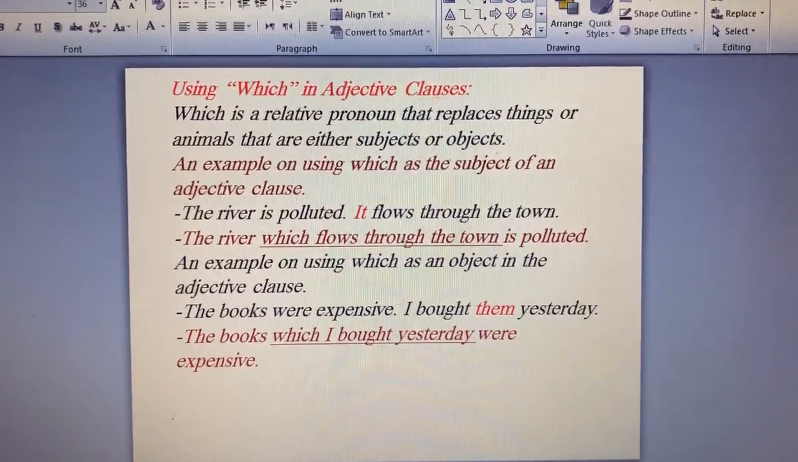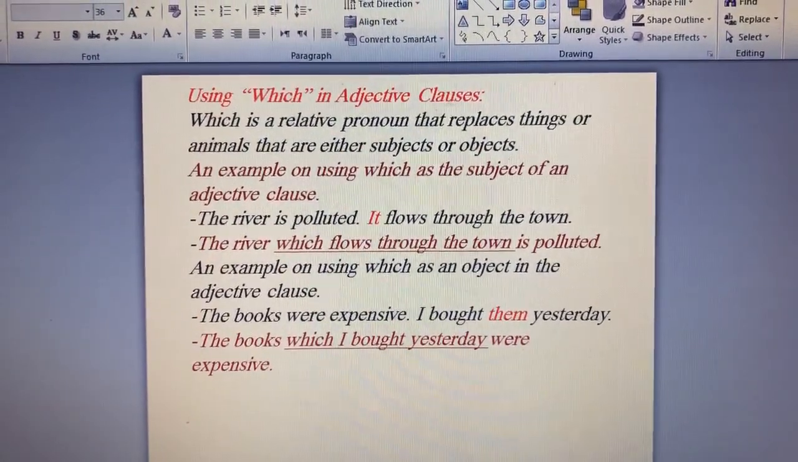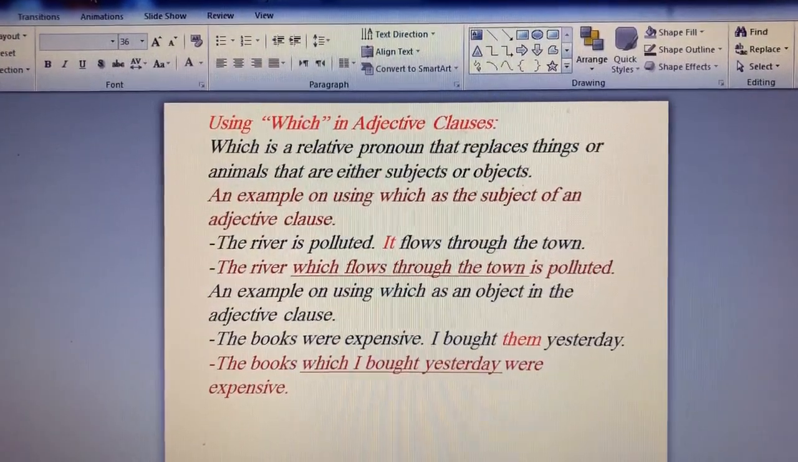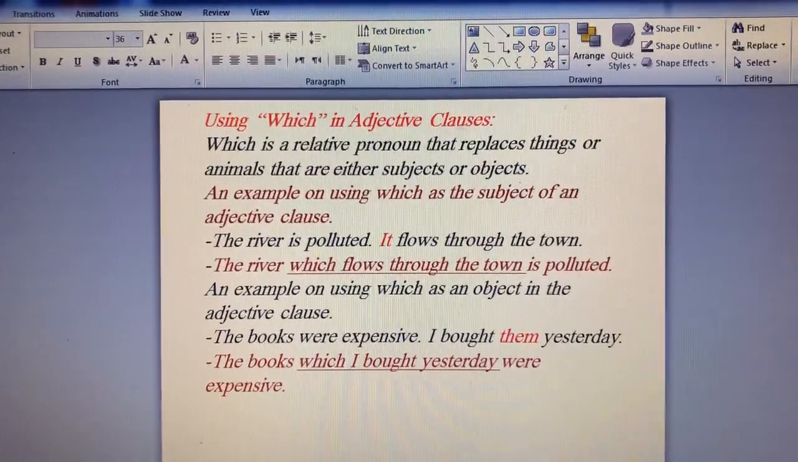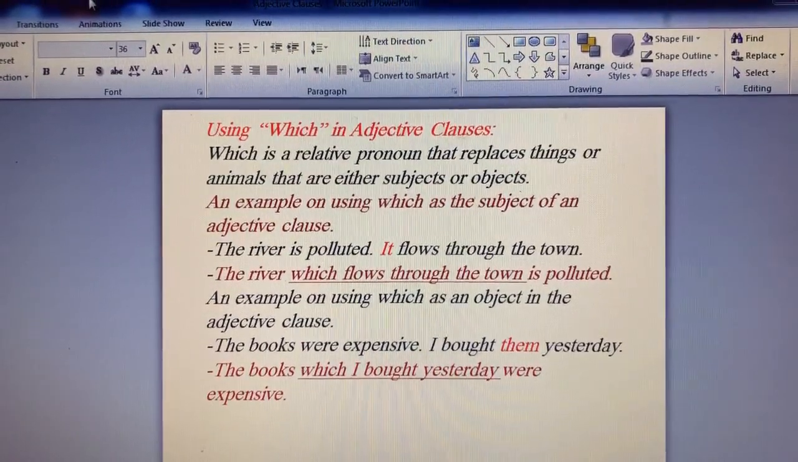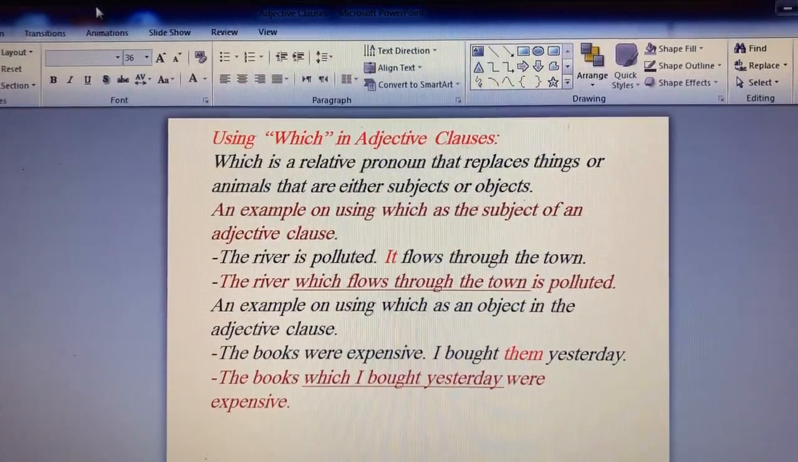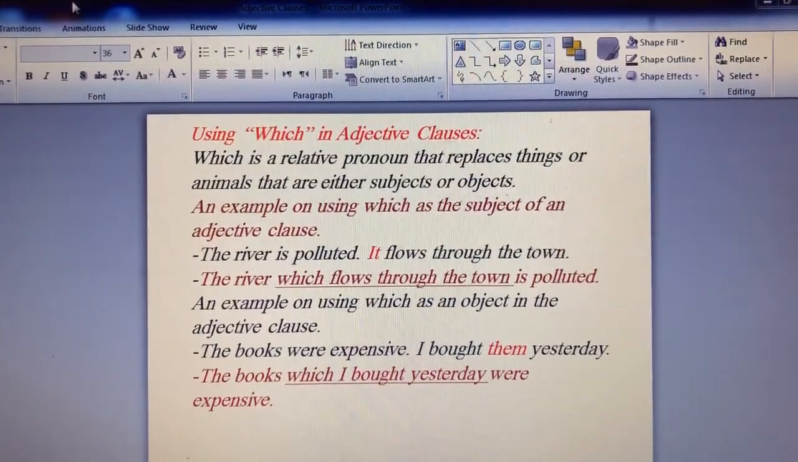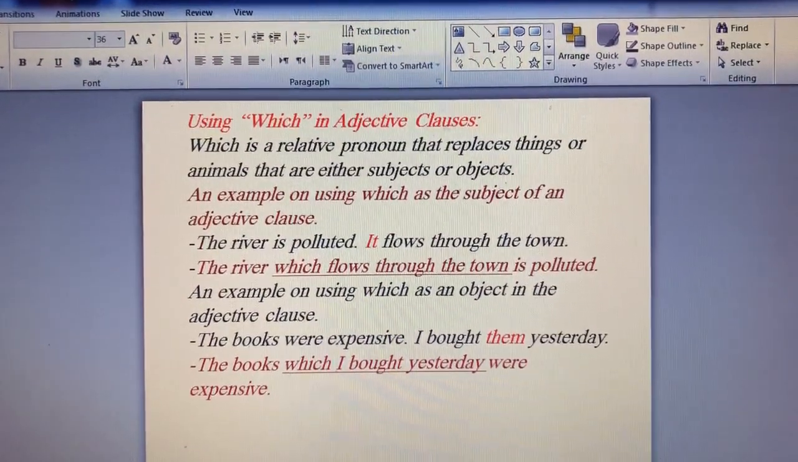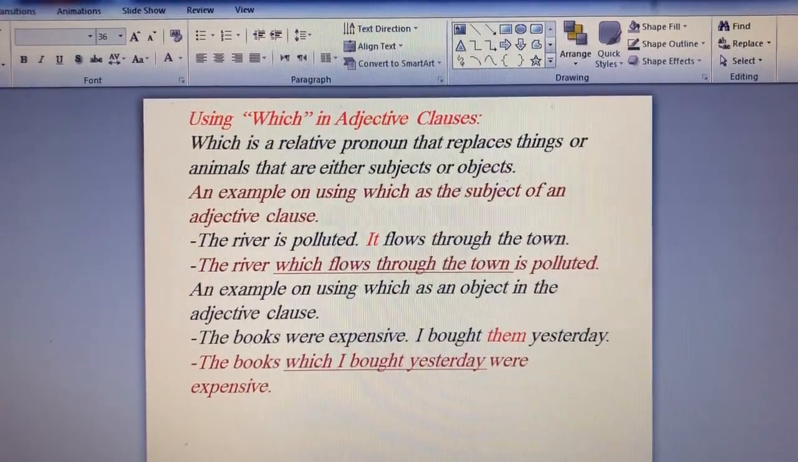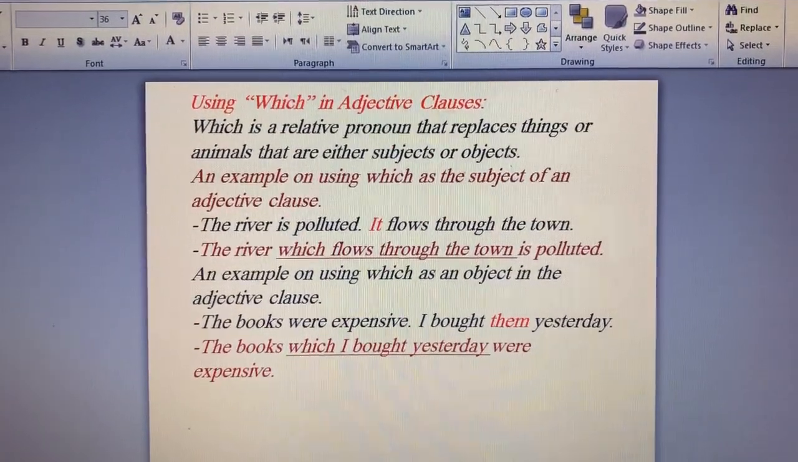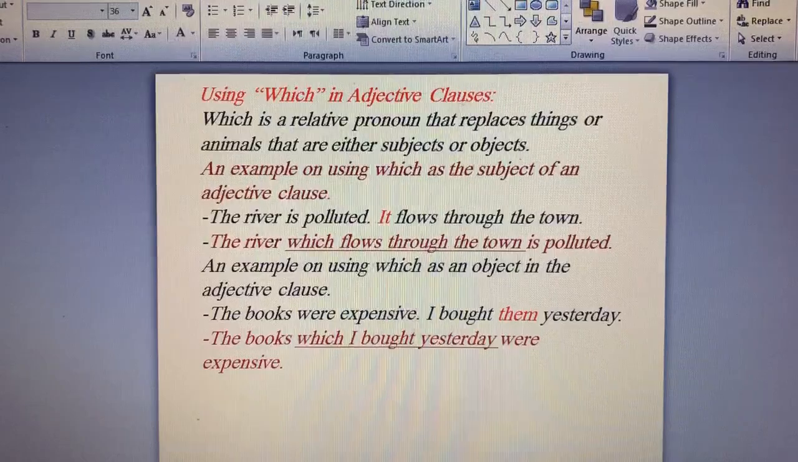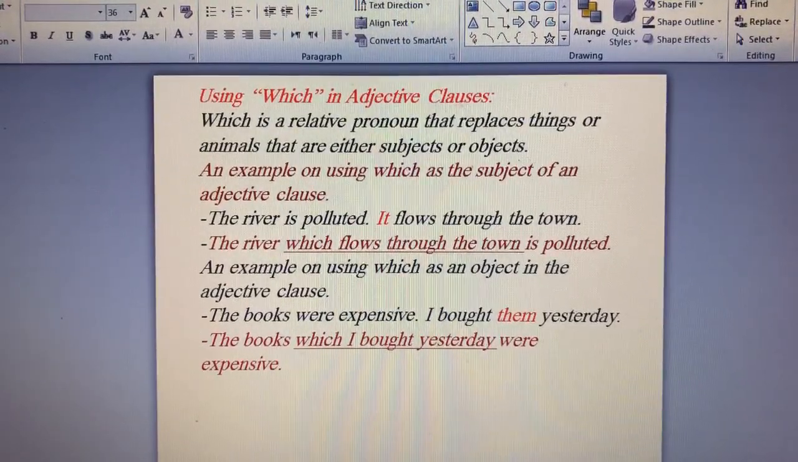Now, using which in adjective clauses. Which is a relative pronoun that replaces things or animals that are either subjects or objects. An example on using which as the subject of an adjective clause. The river is polluted. It flows through the town. Also here we have two independent clauses. In the first clause, the noun river functions as the subject of the sentence. In the second clause, we started with a personal pronoun it. It functions as a subject pronoun and it refers to the noun river.